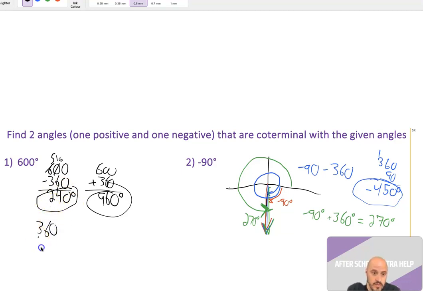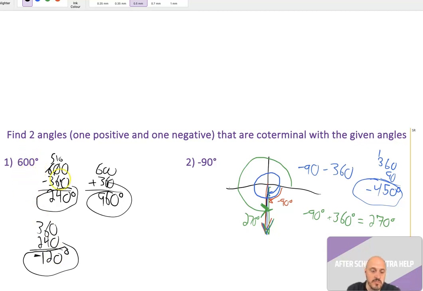So I'm going to do it by hand here just so I can see what's going on. 6 minus 4 is 2, 3 minus 2 is 1, right? If I subtract 360, I'm going to get negative 120 degrees, right? That's the first time I get a negative coterminal angle.